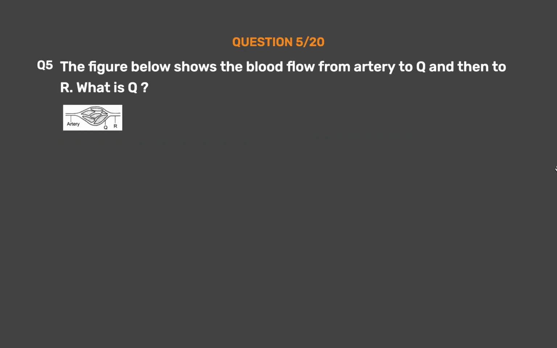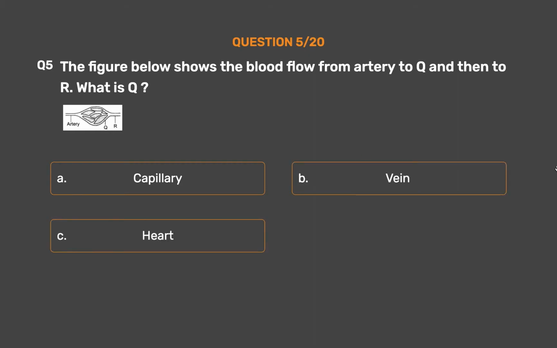Question number 5. The figure below shows the blood flow from artery to Q and then to R. What is Q? Option A. Capillary. Option B. Vein. Option C. Heart. Option D. Skin.